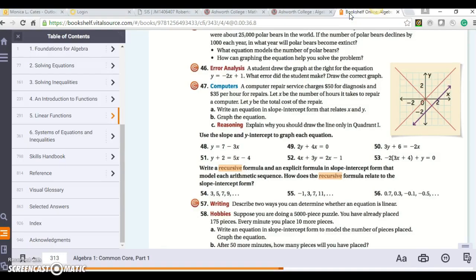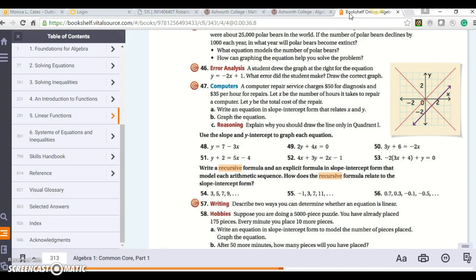Hello, we're looking at problems 54 and 55 on page 313 from lesson 5-3. It says write a recursive formula and an explicit formula in slope-intercept form that model the arithmetic sequence. How does the recursive formula relate to the slope-intercept form?